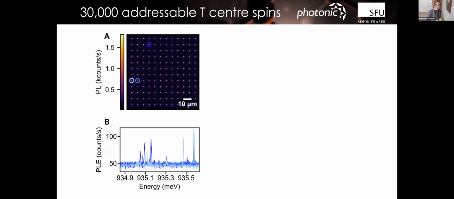So here, this is one field of them. This is 144 qubits, basically. I think there's a little bit more than that in this that you could go and take a look at. In fact, we estimate there's probably about 30,000 individual qubits that we could go and talk to on that chip.